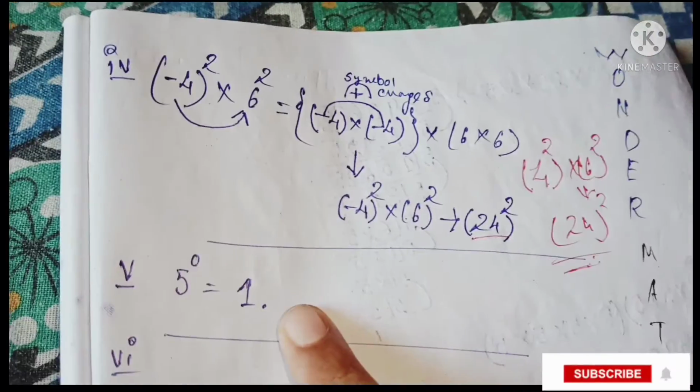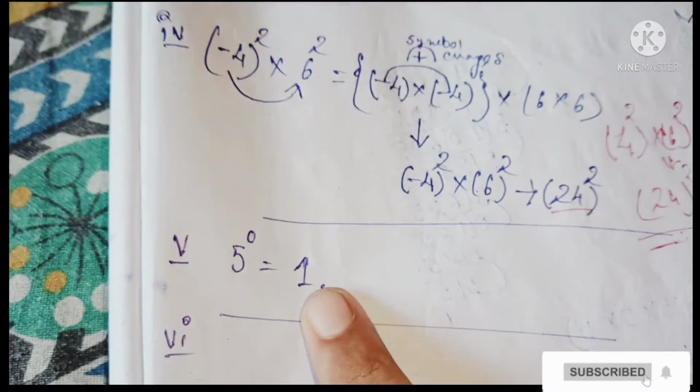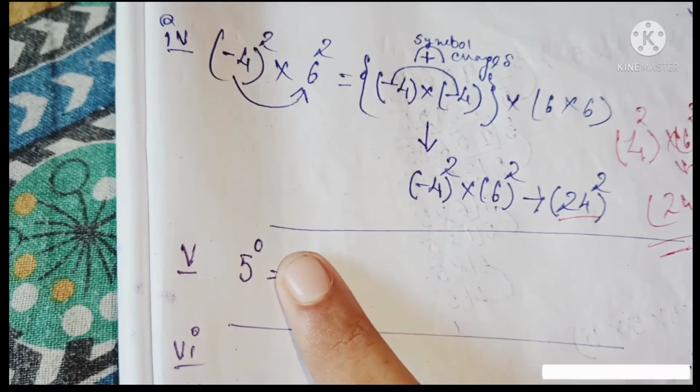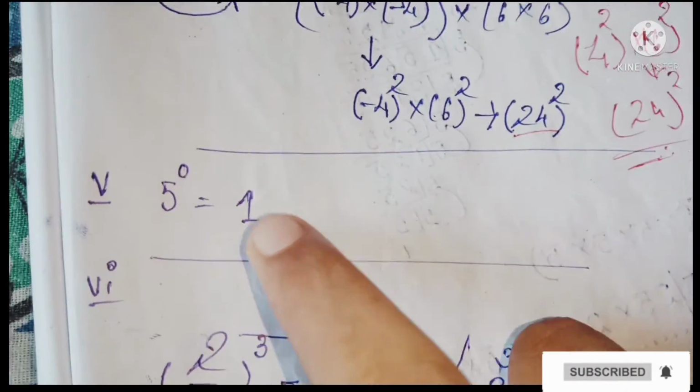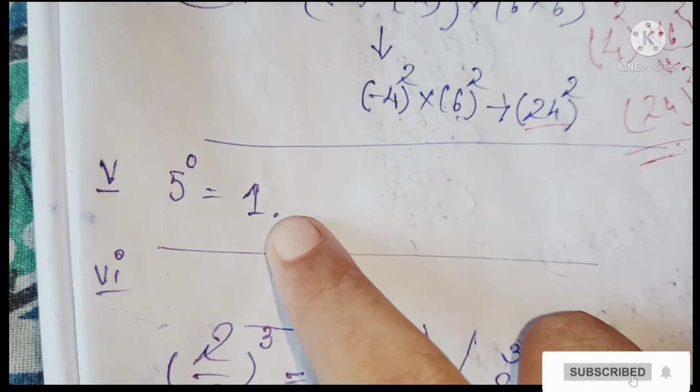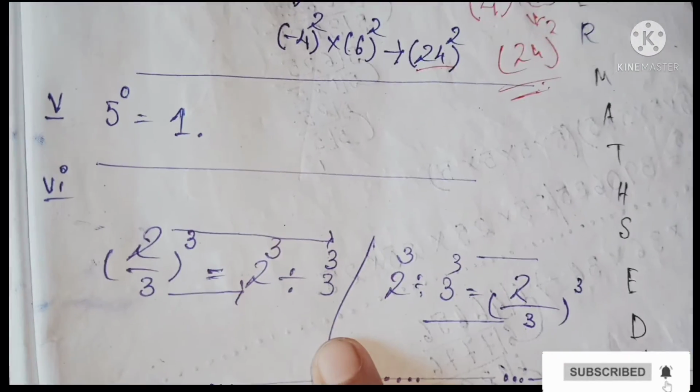And in number 5 it is 5 to the power 0 is equal to 1. Because when the power on top is 0, our result will be 1, because 0 cannot be the answer of anything. So 1 can be the answer for the power that is 0.